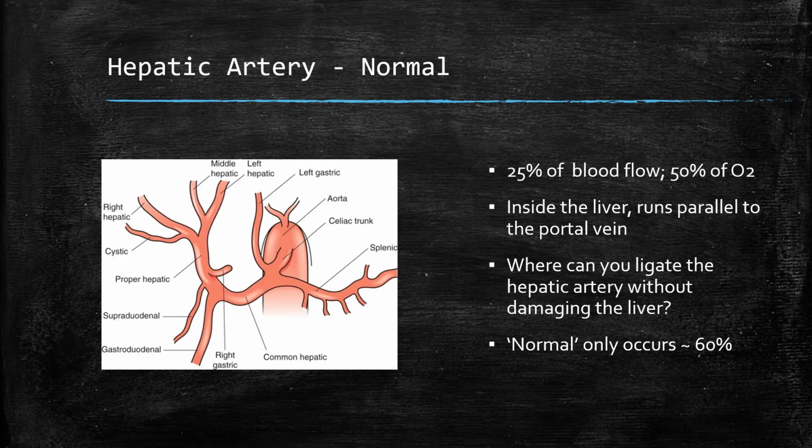All right, let's move on and say a few words about the hepatic artery. This vessel is responsible for about 25% of the total blood flow to the liver and about 50% of the oxygen. One question to think about here is where on this picture could you ligate the hepatic artery and not end up with an ischemic liver?